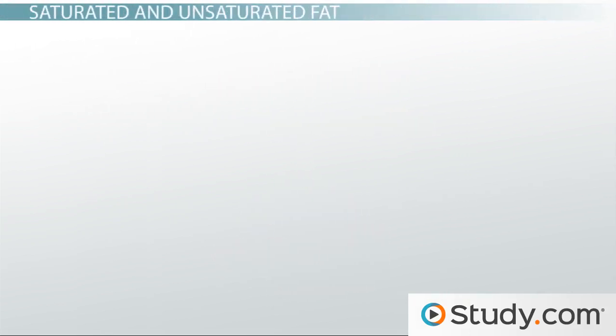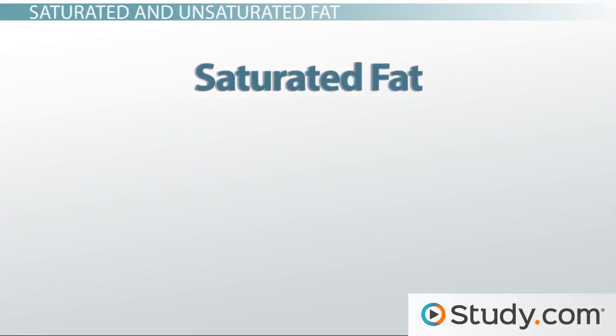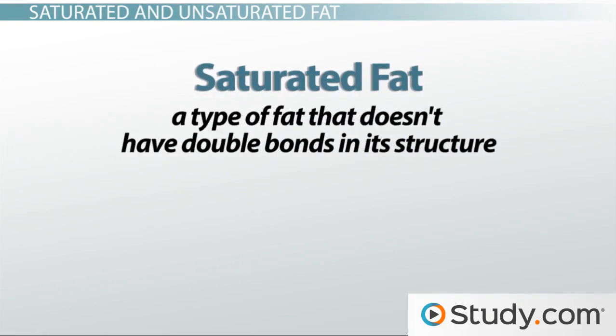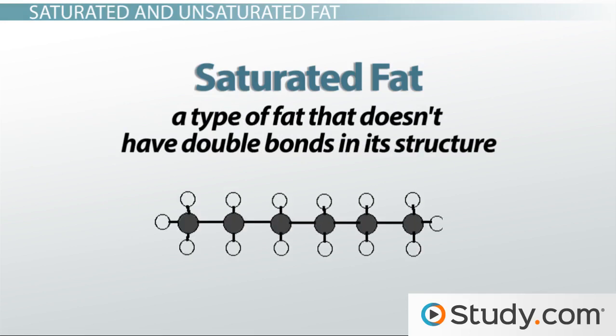You've undoubtedly heard of one type of fat called saturated fat. Saturated fat is a type of fat that doesn't have double bonds in its structure. A double bond gives fat a little kink, twist, or turn in its structure. This means that a saturated fat is like a straight line.